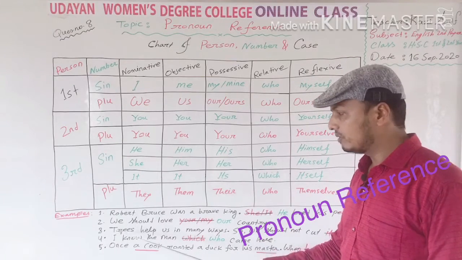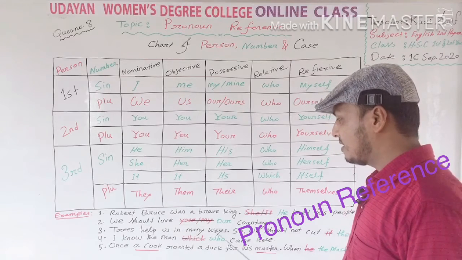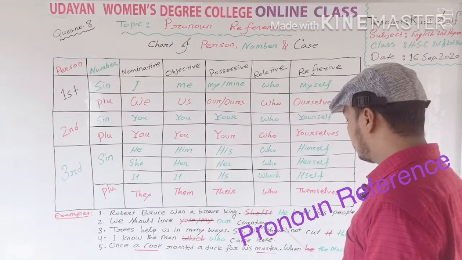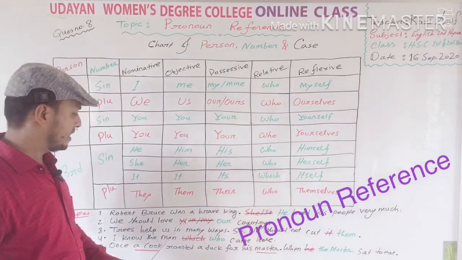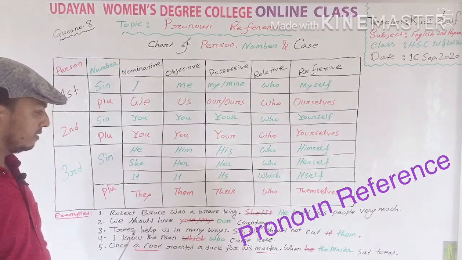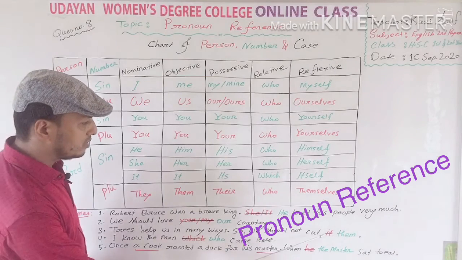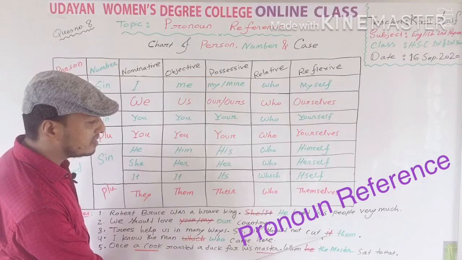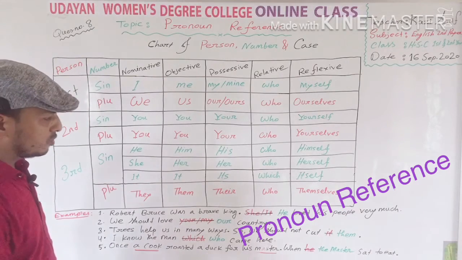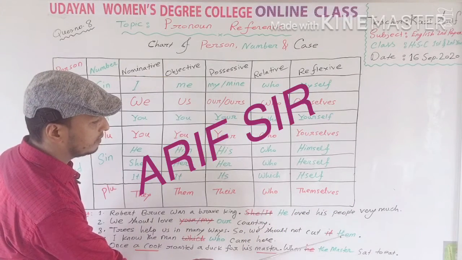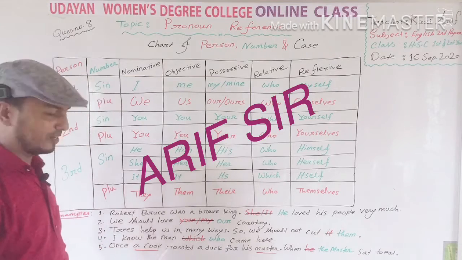Let's see rule number 3. Trees help us in many ways. So we should choose it or them. What will be the correct answer? Trees is plural, right? So we should use here them, not it. It is singular, but as the subject is plural, we should use here the plural objective form of trees.